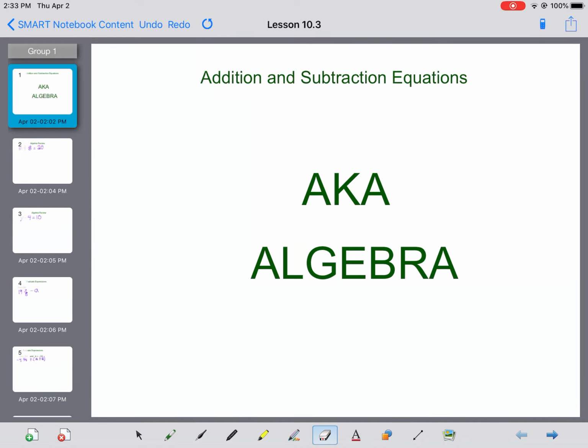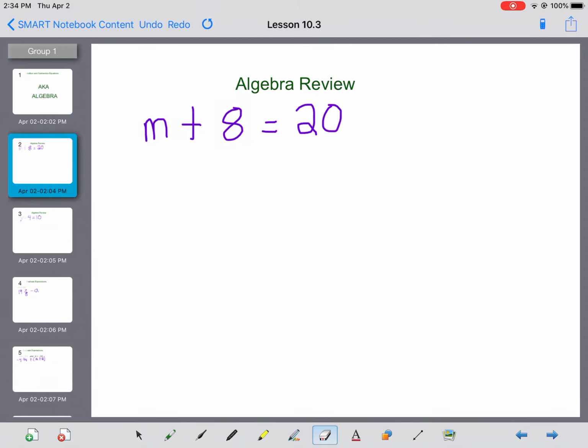So yesterday we worked on adding and subtracting rational numbers. Now we're going to do addition and subtraction with equations, also known as algebra. Yes, you've noticed, as have I, that algebra comes up in every single unit in grade 7. So again, I'm going to start with a little bit of review of regular algebra, and then we'll get into using algebra with fractions and with decimals.